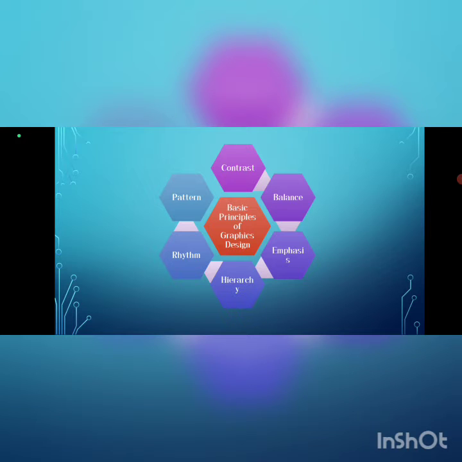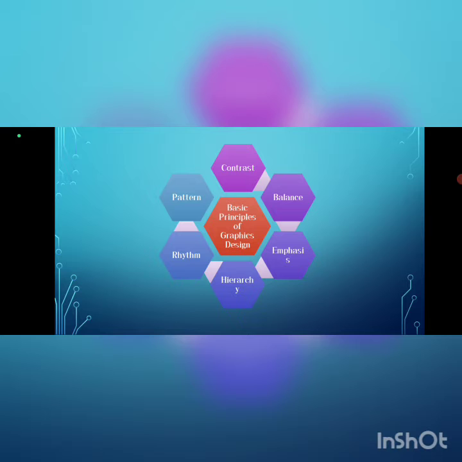Number 4, hierarchy. Hierarchy is another principle of design that directly relates to how well content can be processed by people using a website. It refers to the importance of elements within a design. The most important elements should appear to be the most important.